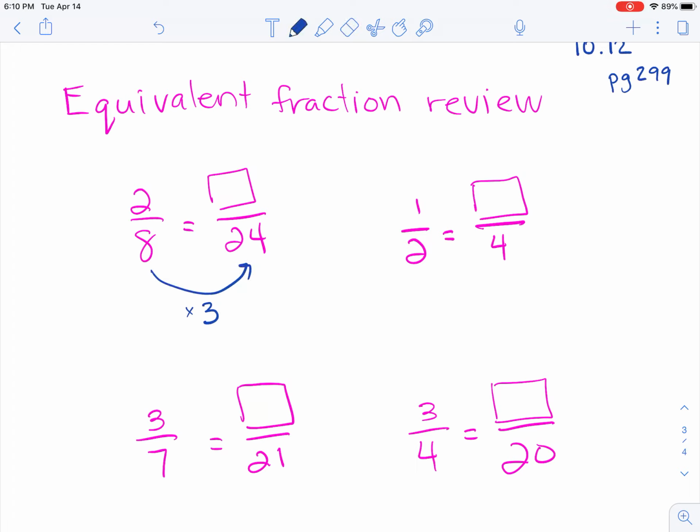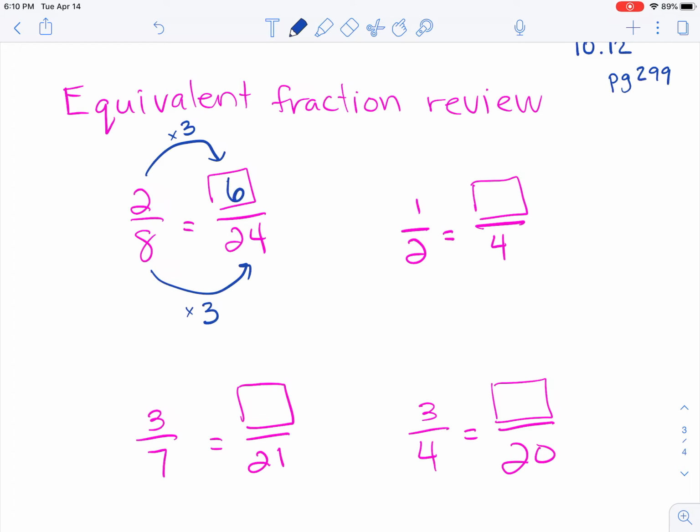8 times what equals 24? 3. What you do to the bottom, you also do to the top. All right, so if 8 times 3 is 24, 2 times 3 is what? 6. Our fraction is 6/24.